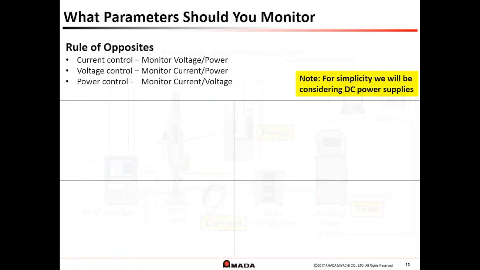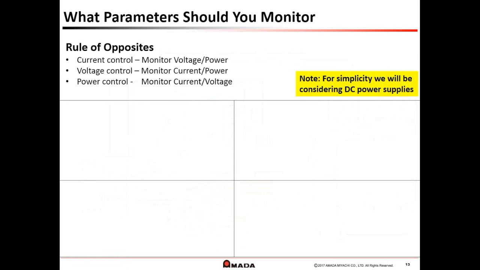So, okay, we saw what parameters we have. Which ones should we monitor? Well, if you have the capabilities to monitor them all, I suggest that you monitor them all. If not, we have a few simple rules below that indicate which parameters you should monitor in given situations. Now, for simplicity, we're just going to keep this to DC power supplies. We're not going to talk much about the AC power supplies.